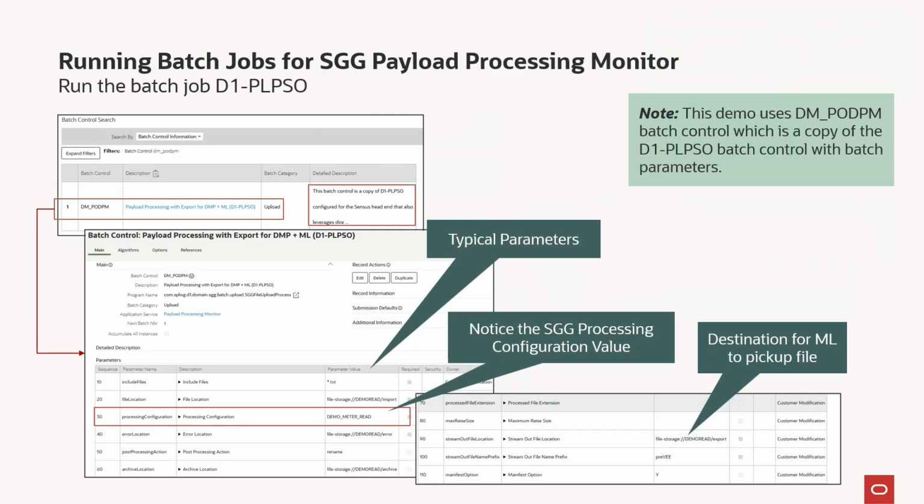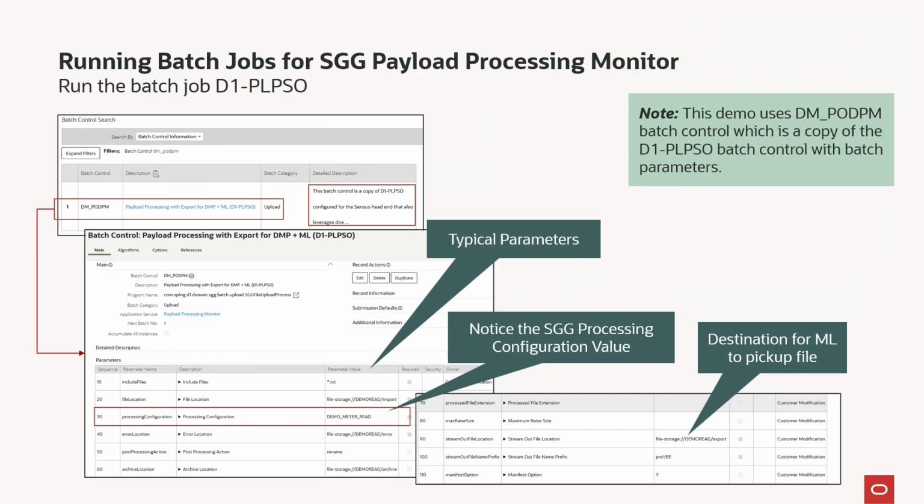Now, run the batch job D1PLPSO for SGG payload processing with DMP. Here, you can see that the file locations use the file location shortcut created on the previous slide. Next, find the SGG processing configuration value that is Extendable Lookup value name. Please note the export file location so the ML simulator tool can pick up the file.